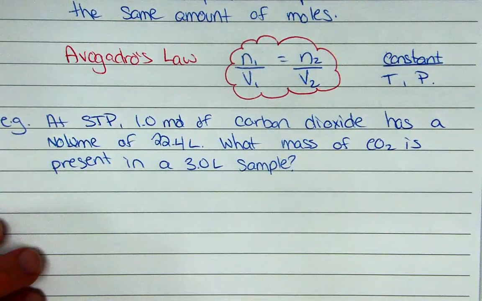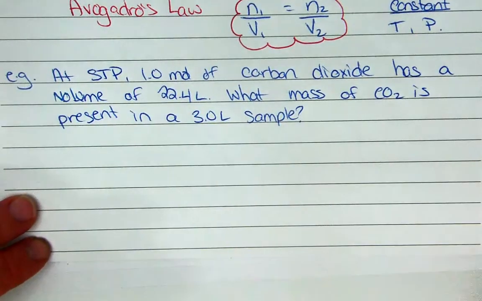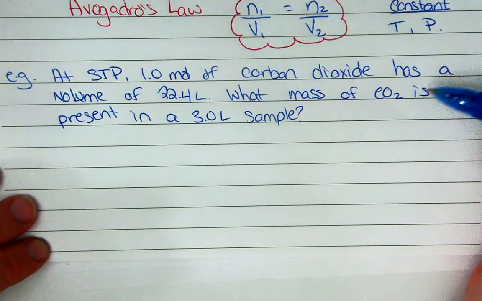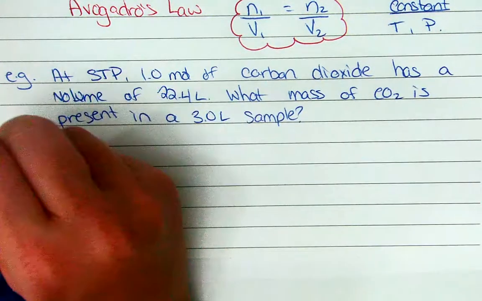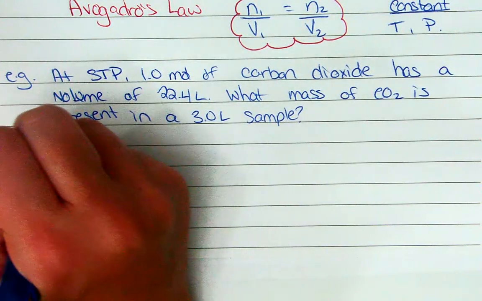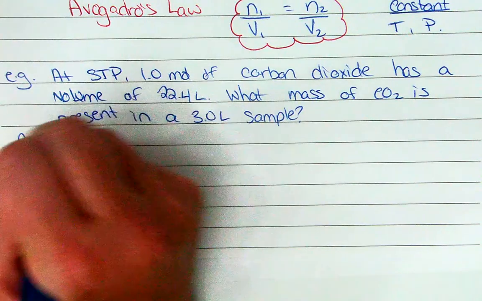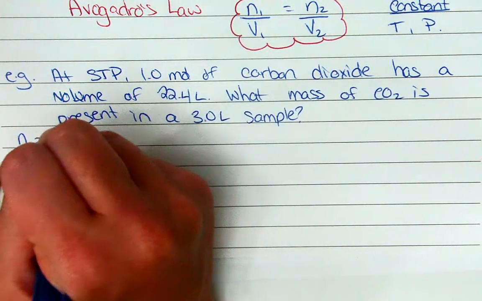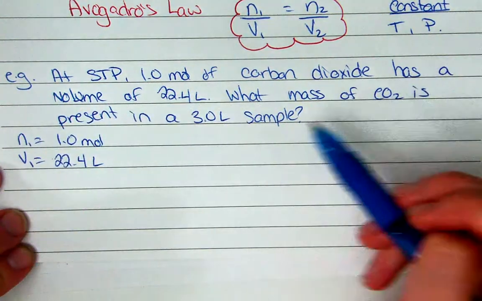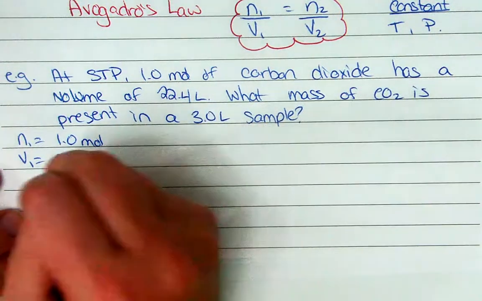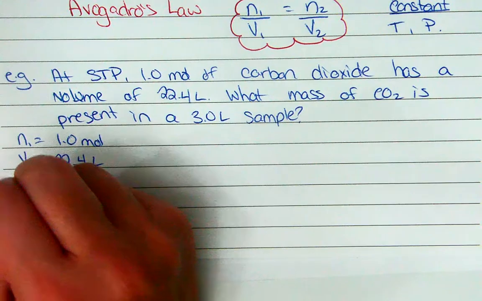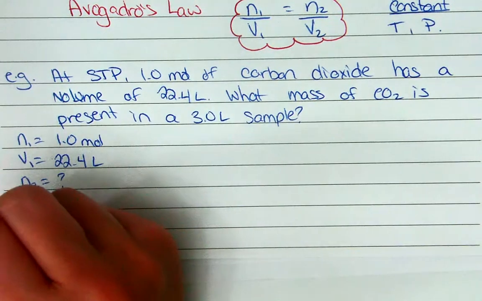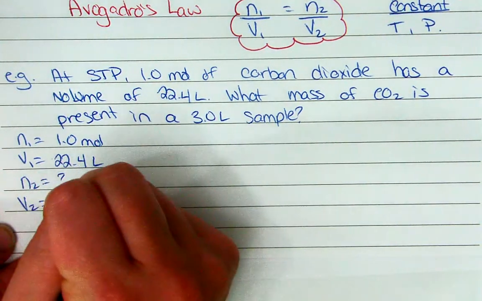At STP, 1.0 moles of carbon dioxide has a volume of 22.4 liters. What mass of carbon dioxide is present in a 3.0 liter sample? Well, N1 is 1 mole. V1 is 22.4 liters, right? 1 mole, 22.4 liters. N2, we don't know, but V2 is 3.0 liters.